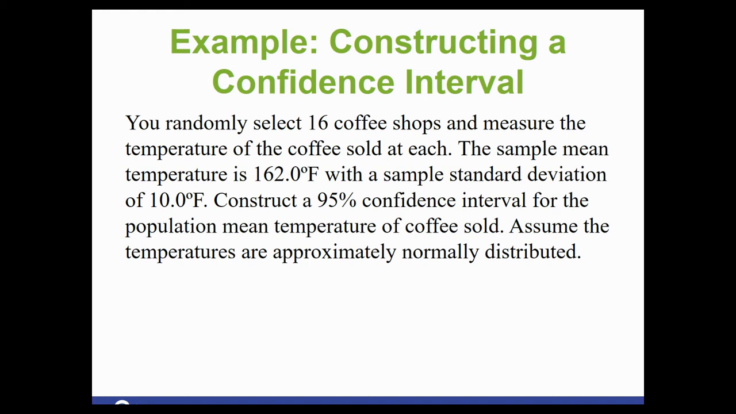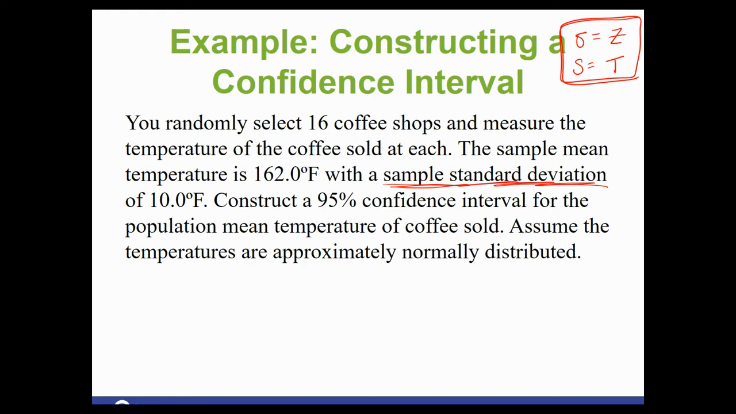So I always recommend you read the whole problem first. And the clue to know that this is going to be a t distribution is right here: sample standard deviation. Always look for your standard deviation. If they give you a population standard deviation, you use z. If they give you a sample, you use t. That's super important. That's how you know the difference between the last section and this one.